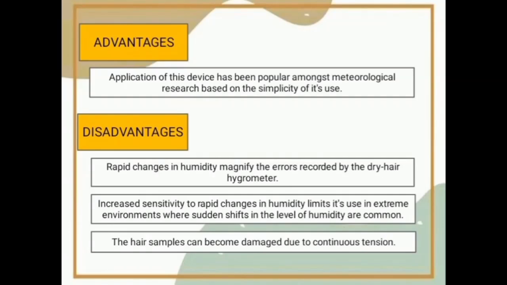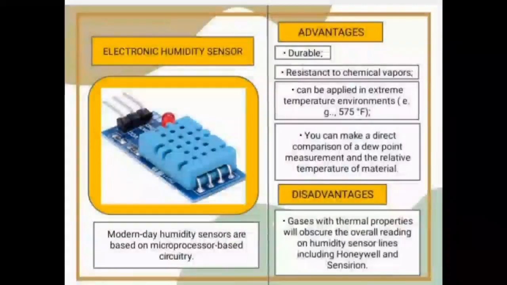And of course, it also increased sensitivity to rapid changes in humidity limits, which is used in extreme environments where sudden shifts in the level of humidity are common. And of course, the hair samples here can become damaged due to continuous tension. Okay, so now let's move on to the electronic humidity sensors.